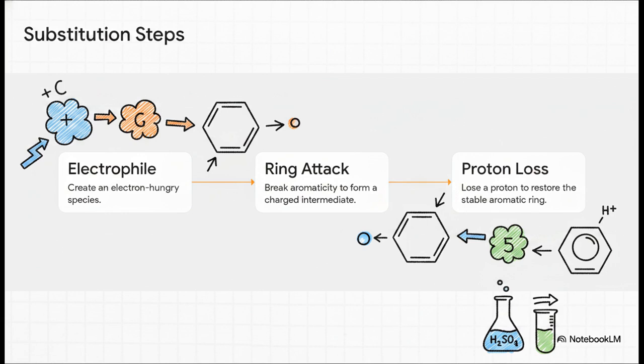First up, the generation of an electrophile. We have to create a species so desperately electron-hungry that it can challenge benzene's inherent stability. Second is the electrophilic attack on the ring itself. This temporarily breaks that beautiful aromaticity and creates a positively charged intermediate. And third, the loss of a proton, which immediately restores that stable aromatic ring.